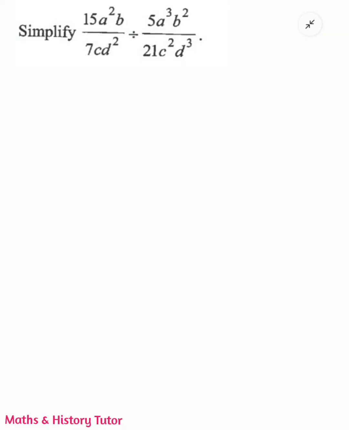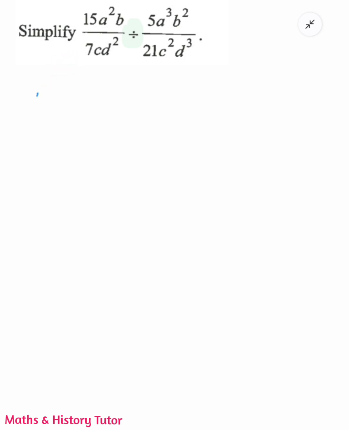How do you simplify an algebraic expression like this one here? Okay, so the first thing you're going to do is notice that this expression has a division there. So we're going to change that division to multiplication. So let's go ahead and do this.